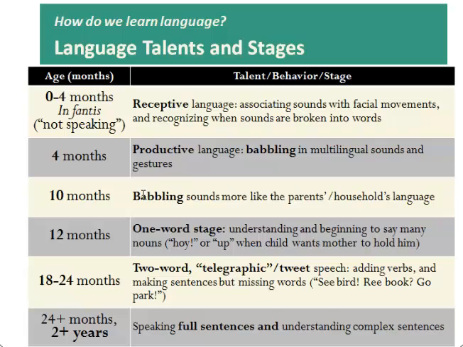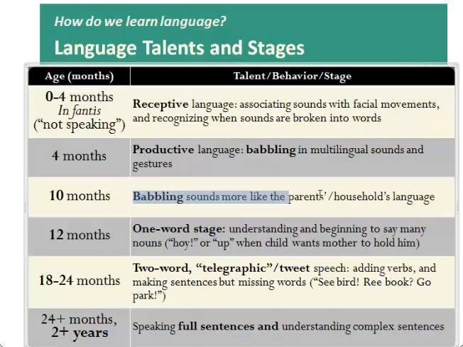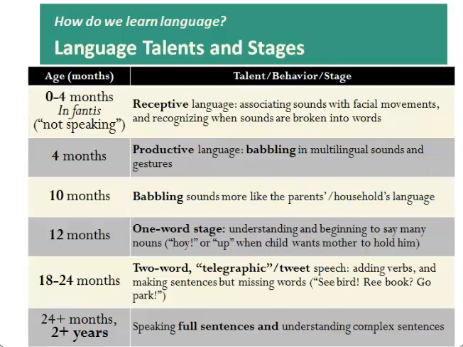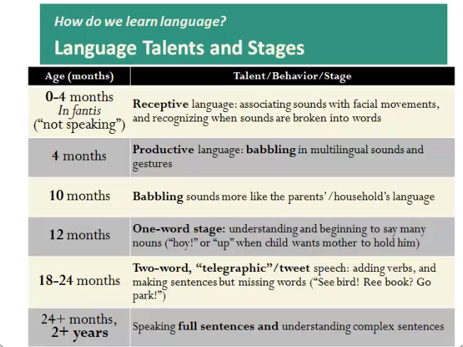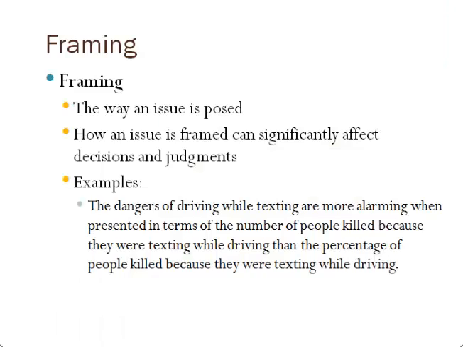Then all of a sudden at 10 months you start talking about babbling, still babbling stage, but the babbling starts to become a little bit more like words. And then finally at 12 months, one word, the baby can very often say one word like mom and hi and yes. That's pretty much it. Then you start to have some phrasing, see bird, read book, go park, at 18 to 24 months, and then afterwards the baby starts to actually talk, although obviously it continues as you move along from age to age.